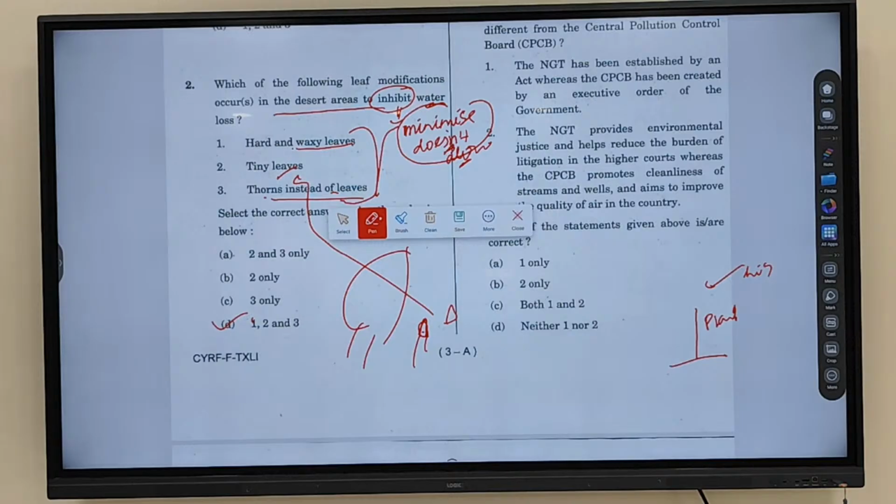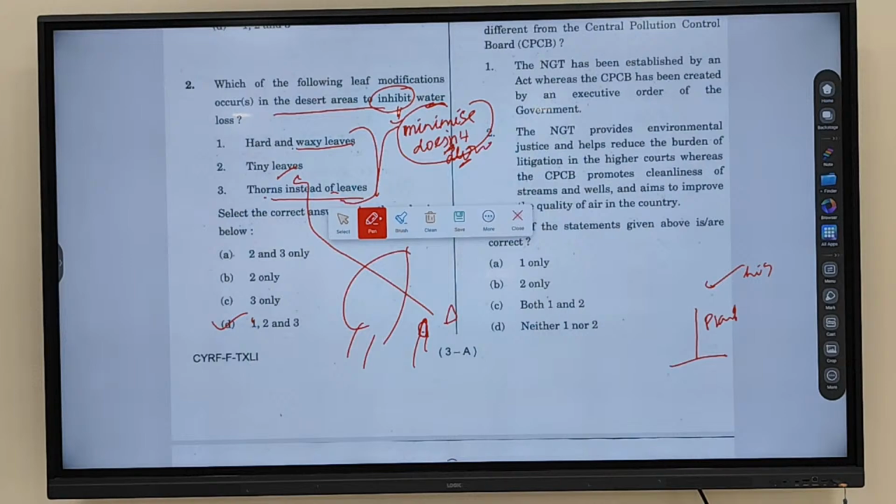Clear? So this kind of question has been asked in examinations. Till now we have covered 4. What are the 4 we have covered? Equatorial rainforest. The second is tropical monsoon forest. The third is savanna. And the fourth is desert.